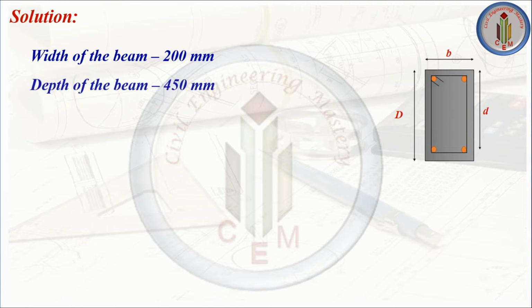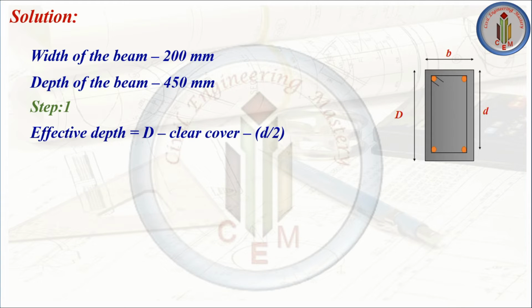Width of the beam is 200 mm, depth of the beam is 450 mm, and what we have to find out in first step is the effective depth. Effective depth is overall depth minus clear cover minus dia by 2. So here you can see this is the breadth and this is overall depth. So effective depth is overall depth minus the clear cover.